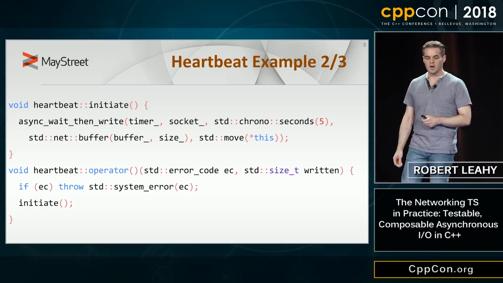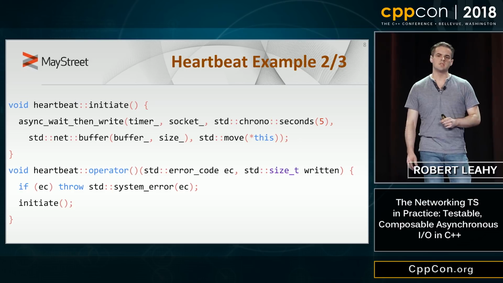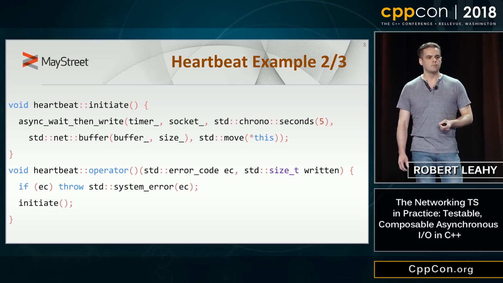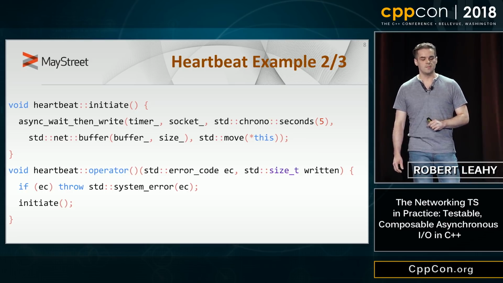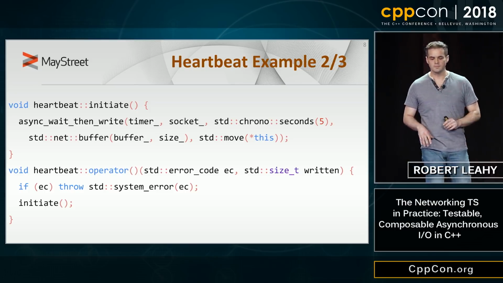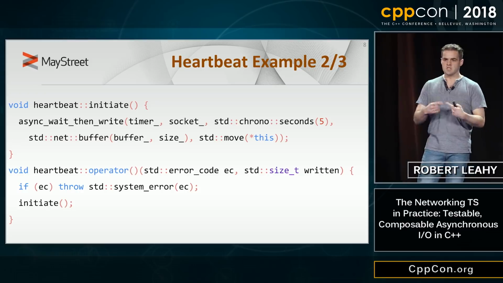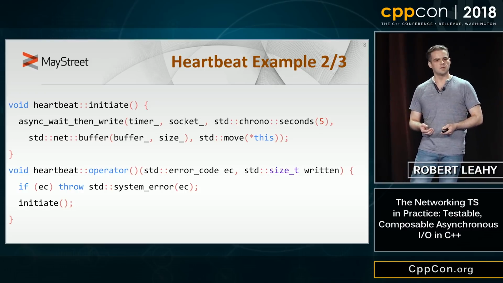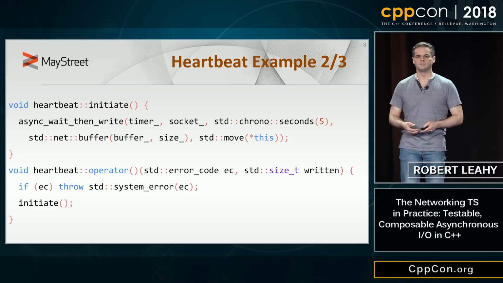Our function call operator will be invoked, and we will be given two arguments, an error code which indicates whether or not the operation succeeded or failed, and the number of bytes we actually wrote. If there was an error, if that error code is truthy, then we simply wrap it in a system error and throw it. Problem solved. But if there was no error, since this is an asynchronous heartbeat loop, we want to move on to the next iteration of the loop. So we just call initiate, and it starts all over again.